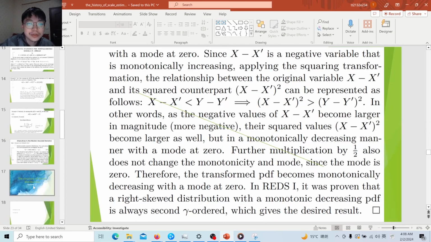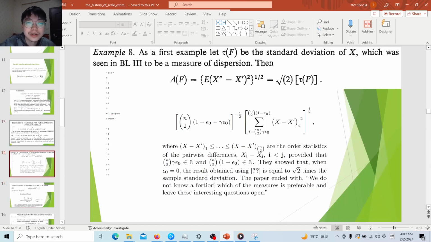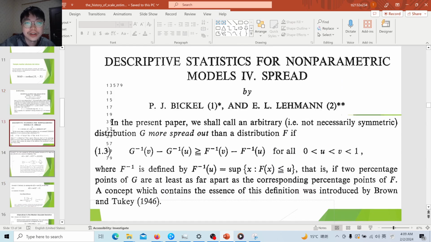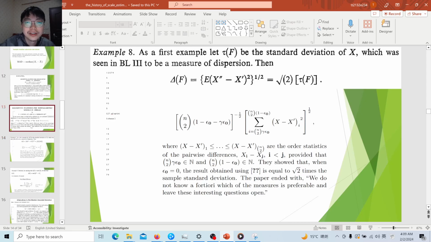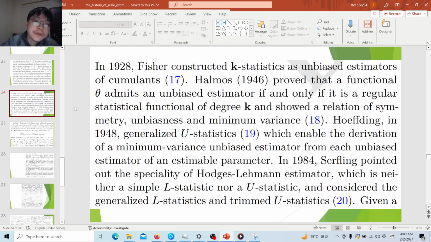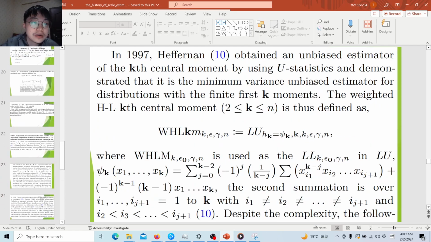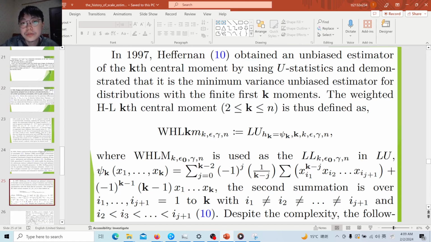So it holds, and we get a very nice structure. This can basically be extended to the kernel distribution of other Bickel-Lehmann spreads, for example the pairwise differences. Yes, it's basically the same, and we can try to extend it, because the standard deviation is the square root of the second central moment.